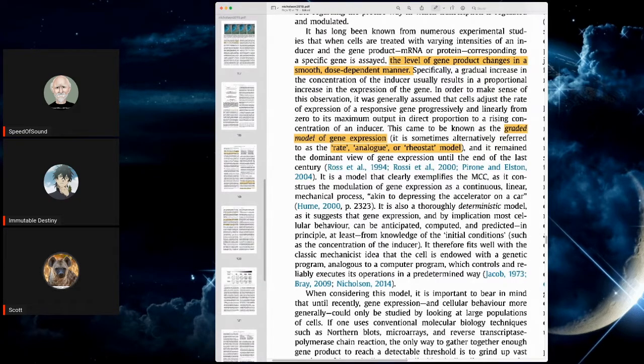It is also a thoroughly deterministic model, as it suggests that gene expression, and by its implication, most cellular behavior, can be anticipated, computed, and predicted in principle, at least from the knowledge of the initial conditions, such as the concentration of the inducer. It therefore fits well with the classic mechanicist idea that the cell is endowed with a genetic program analogous to a computer program, which controls and reliably executes its operations in a predetermined way.